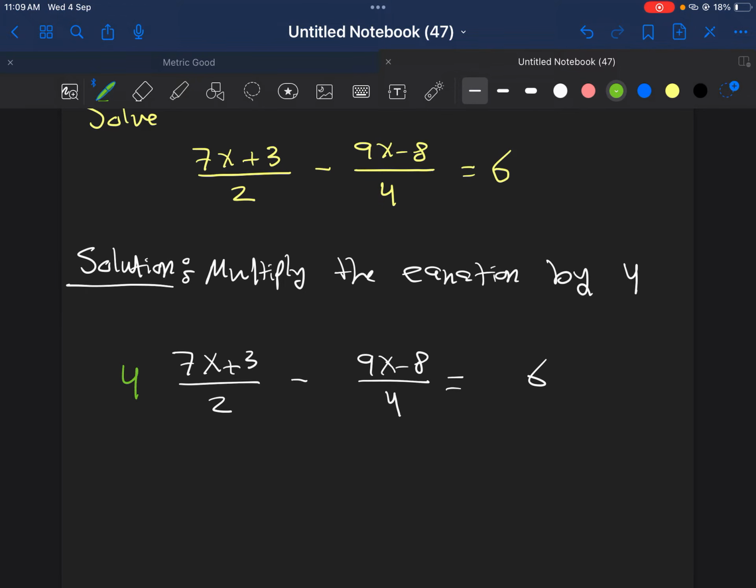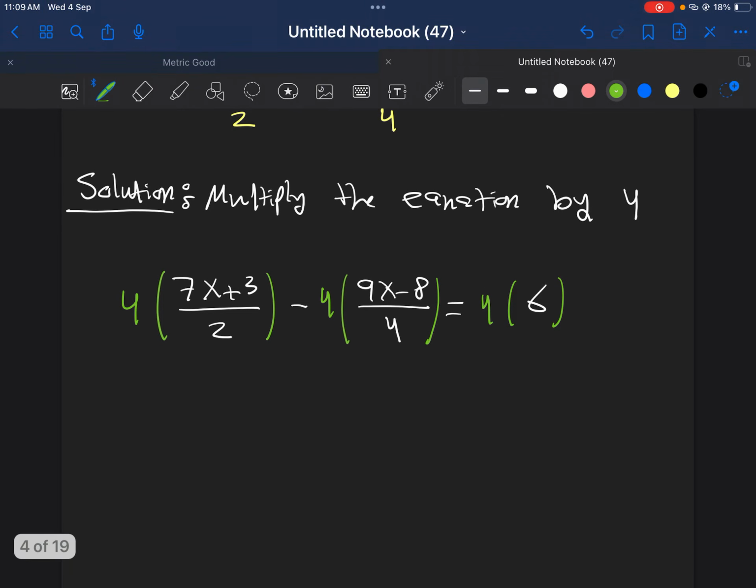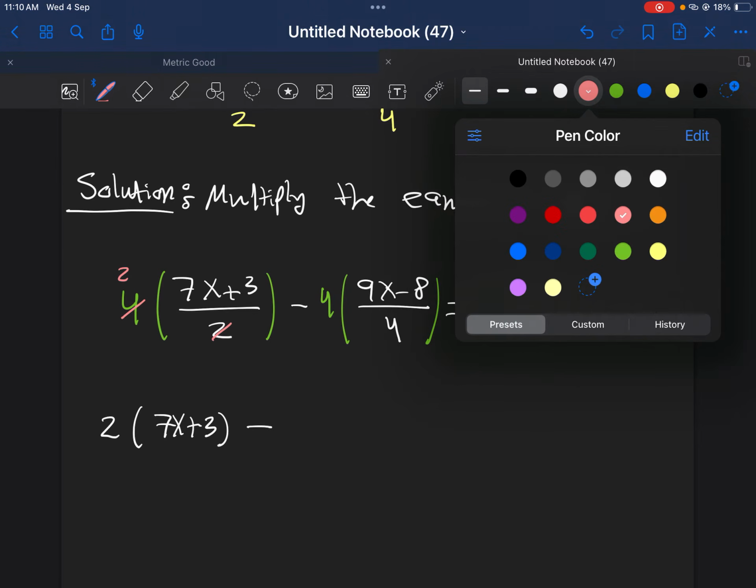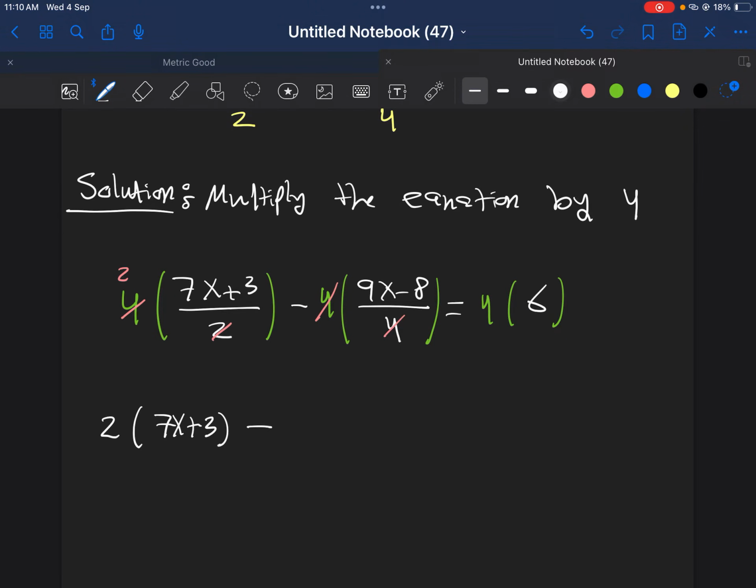So I will multiply everything here by 4. I multiply everything here by 4. I multiply everything here by 4. So every term, I multiply it by 4. Now let's see what happened. Now if we multiply by 4, 4 divided by 2, this will leave me only 2. So what I will get is 2, and then I keep the brackets, minus. Now this one is very interesting because if we multiply by 4, 4 and 4 get cancelled. So I have nothing left except the bracket, 9x negative 8, equal. Now 4 times 6, this is just simply 24.